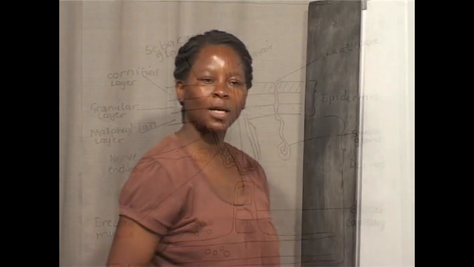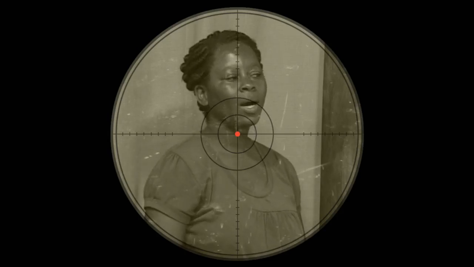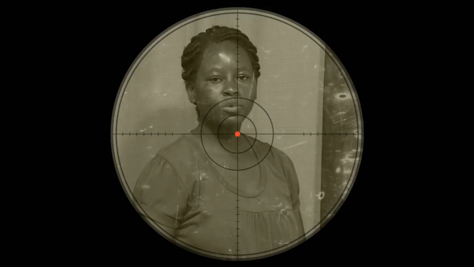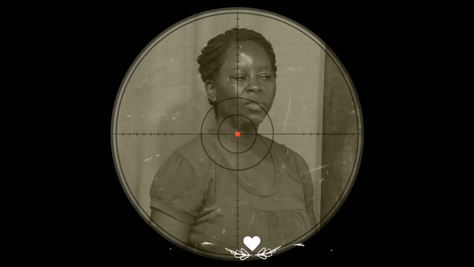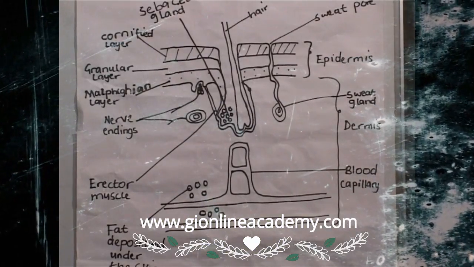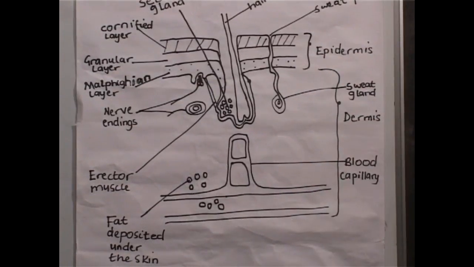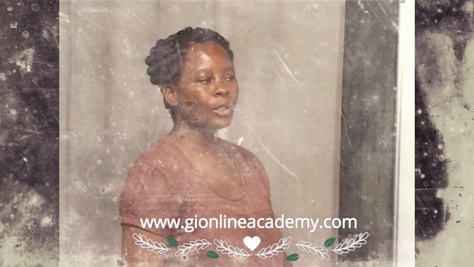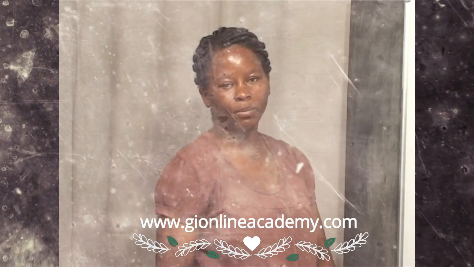So what we are trying to say is that the skin has the epidermis and the dermis. In the epidermis, we have the cornified layer, the granular layer, and the Malpighian layer. Then when we come to the dermis, we have different structures: the sweat gland, the blood capillary, the fatty deposits, the nerve endings, the erector muscle, and the sebaceous gland. So what we are going to do now is look at these parts in detail. We'll start with the epidermis. This epidermis is important. Like I said, it has three layers.